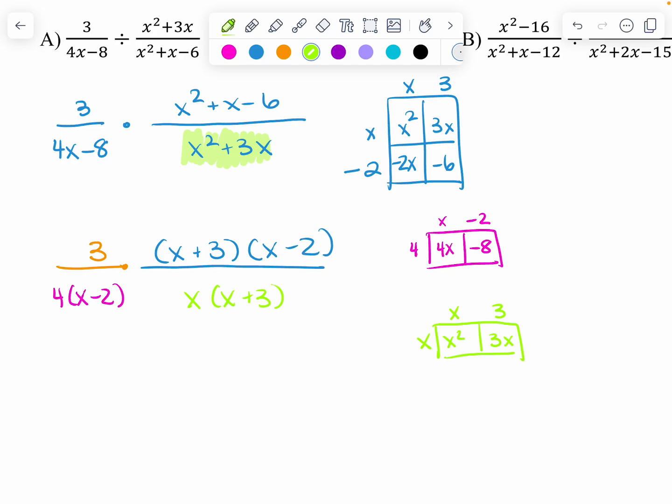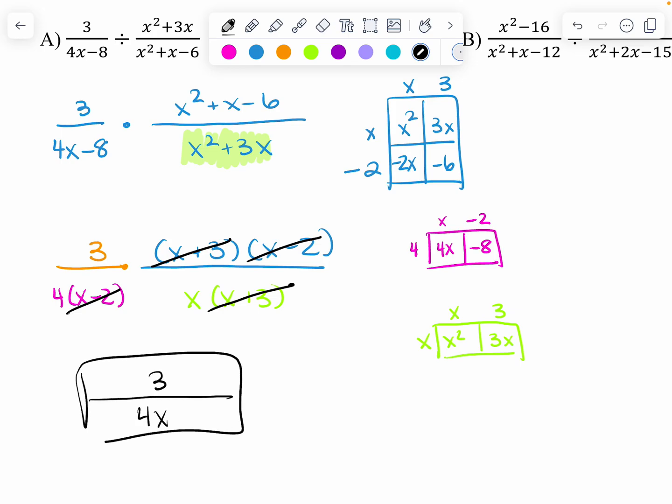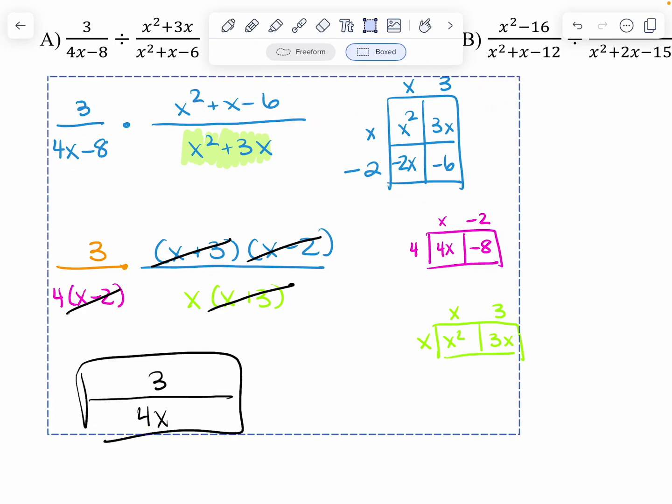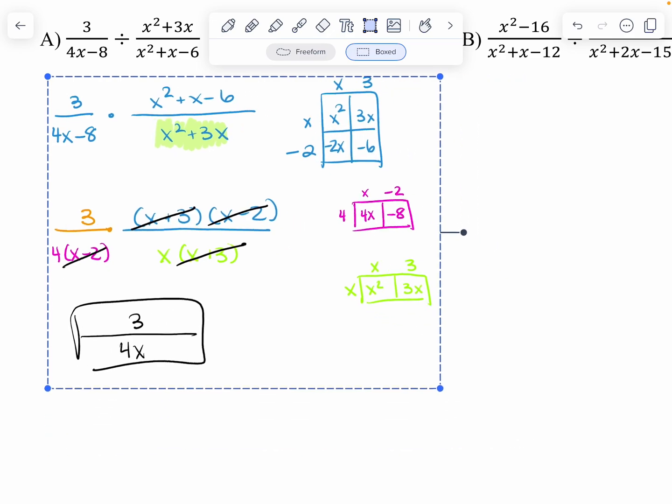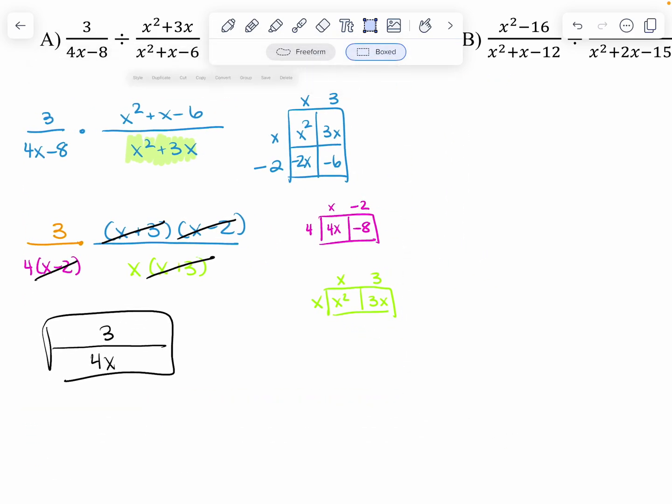And if you didn't guess it, hopefully you see it now. Cancel the things out. X minus 2 and x minus 2 makes a 1. X plus 3 and x plus 3 makes a 1. And all I have on top is a 3 and a 4x, and that's my pretty little problem, right? It's not as bad as it looks. Division is multiplication, so the upside is that it looks just like what we did yesterday.